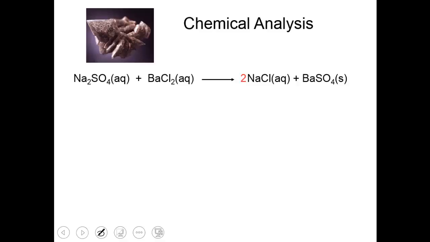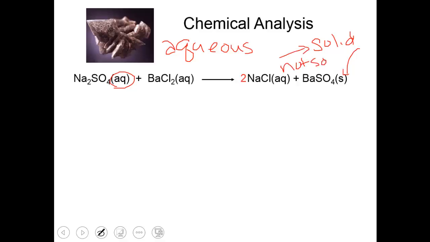But the AQ means aqueous. Means that it's dissolved in water. The S here in parentheses just means a solid. And so that means that it's not soluble, or insoluble. And so this is what we're making. So we're converting sodium sulfate into barium sulfate.